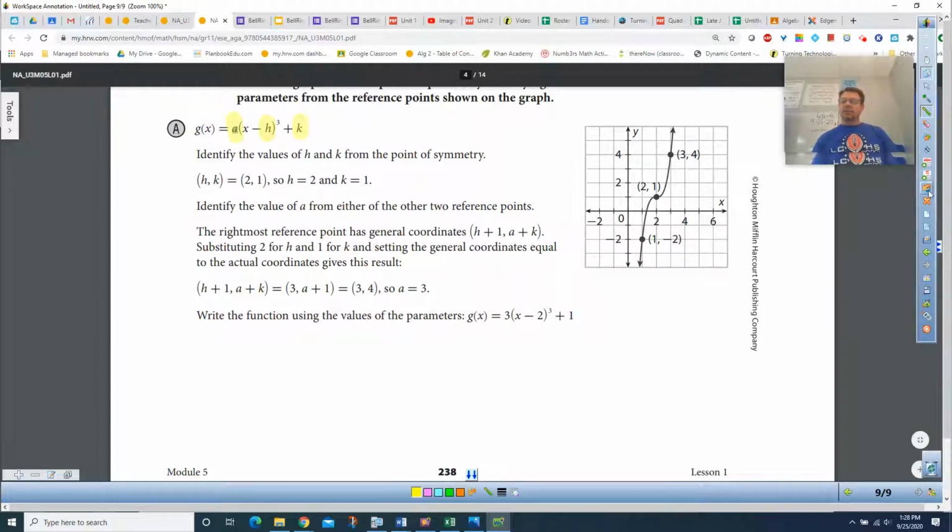Matter of fact, I should probably go back and change my H and K to different colors. There's my H, and then there's the K. How's that? So the H and K are real easy. So the vertex, or the point of inflection, is where you get your H and K. Easy enough. But how do you get your A value?